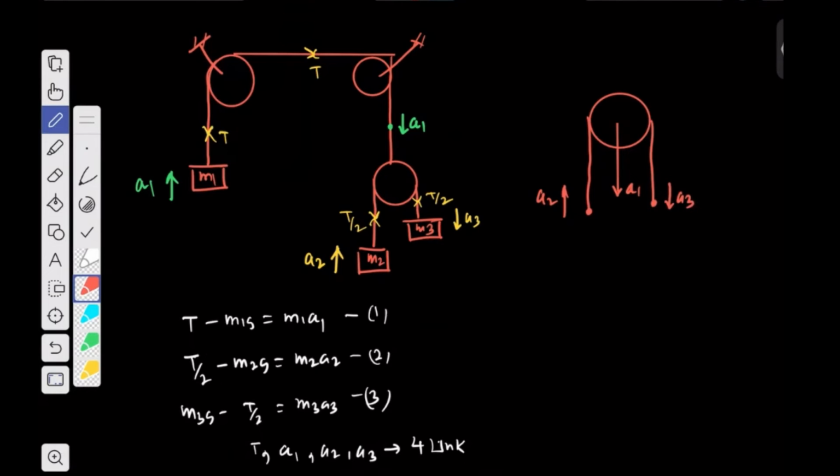So what I have is, these two in opposite direction, these two in the same direction. So pulley acceleration will be equal to A3 minus A2 by 2, equation number 4. Four equations, four unknowns, now it is ready to solve somehow.